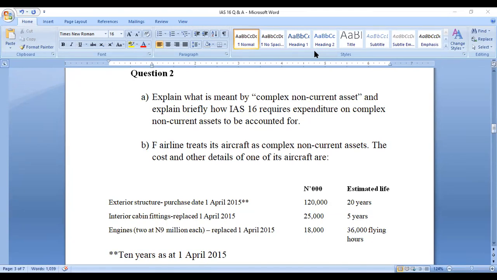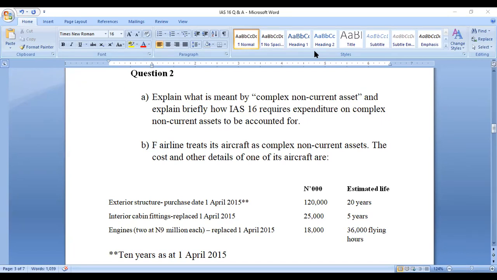Or you could say, okay, I want this phone. We need to change the battery. The battery is not strong, or the battery has issues. So we changed the battery. Now we've bought a new battery that has a different useful life. So complex non-current assets refers to an asset that has a number of separate components, and they can actually be treated separately because they have different useful lives.